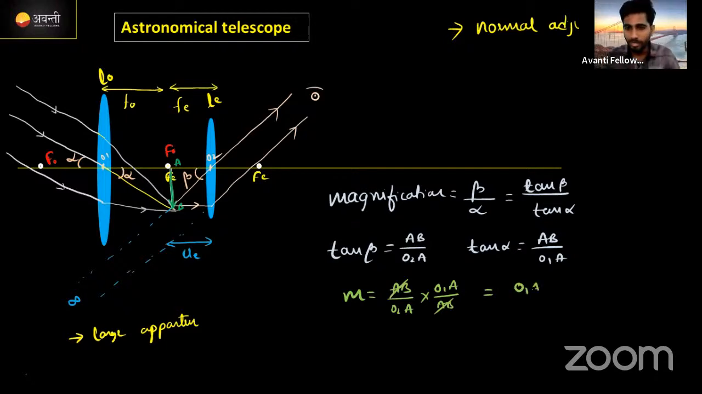O1A divided by O2A. O1A is nothing but the focal length of the objective lens. O2A is nothing but the focal length of the eye lens. Substitute these two values here, then it will become: O1A is nothing but the focal length of the objective lens divided by the focal length of the eye lens.